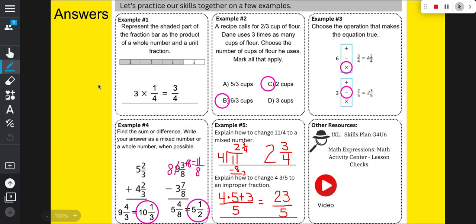Welcome back. All right, the first one talks about creating a product of a whole number and a unit fraction. So we have 3 pieces shaded. So that is our whole number. A product means to multiply. Our unit is 1 piece. So that is the 1/4. And then we get our answer of 3/4.